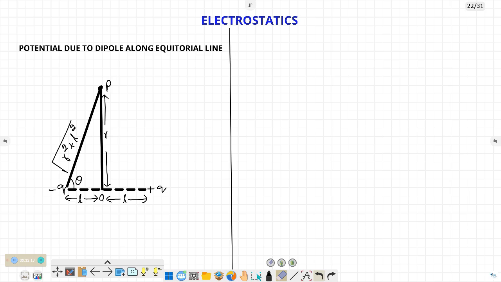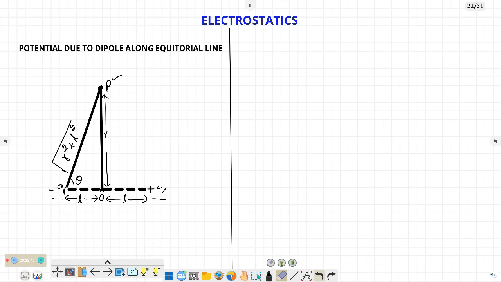Now we will discuss the potential due to a dipole along the equatorial line. So consider a dipole here, with a negative charge and a positive charge. Now I choose an equatorial line. This is the point I have chosen along the equatorial line, at a distance of R from the center of the dipole. With respect to the charge minus Q, the distance of the point is under root of R square plus L square, according to Pythagoras theorem.